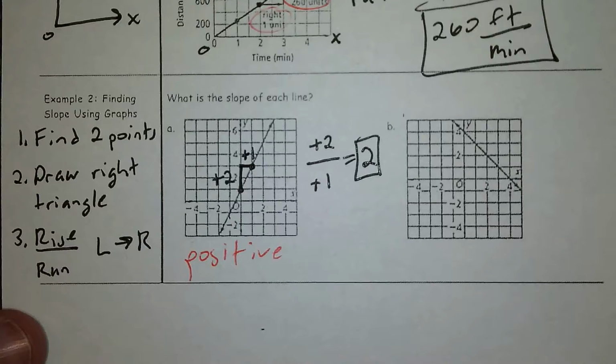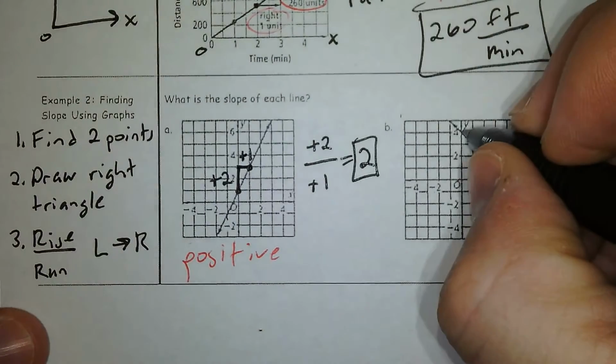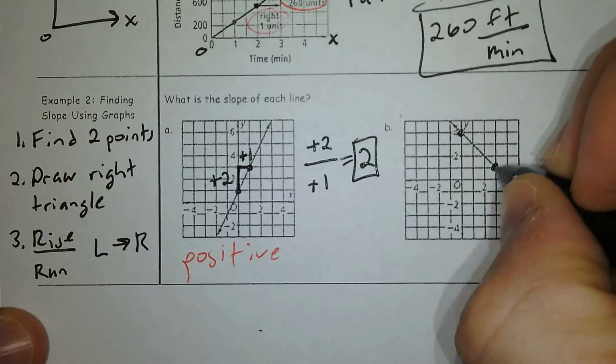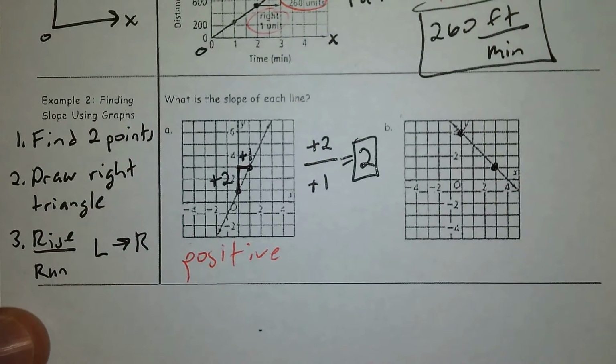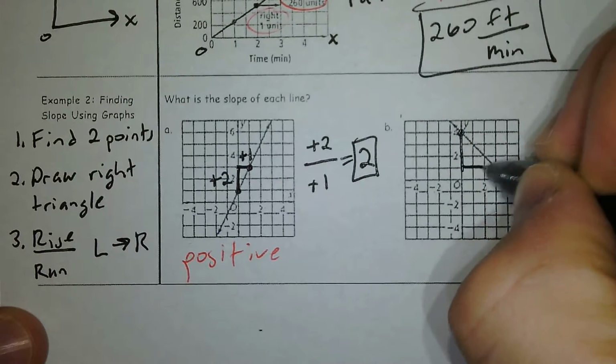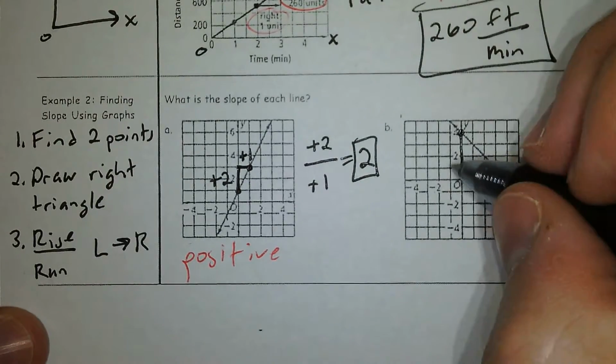So do the same thing over here for the next graph. Find 2 points. So we're going to go with this one, and let's follow it. Let's go with this one right here, and draw my right triangle. Again, we're going to go in the y direction first, then we're going to go in the x direction. Rise over run.